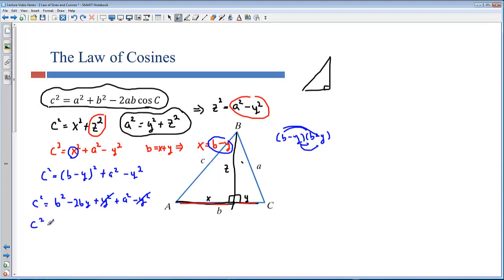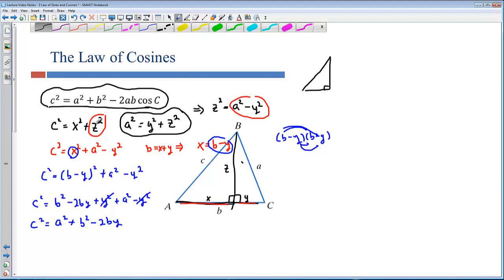Which leaves us with c squared equal to, I'm going to rearrange the terms. I'm going to write a squared first, so I have a squared, and then plus b squared, and then minus 2by. And what you'll notice is we're almost at our formula here. Our formula is a squared plus b squared, and then minus 2ab, we're just missing a cosine of c.